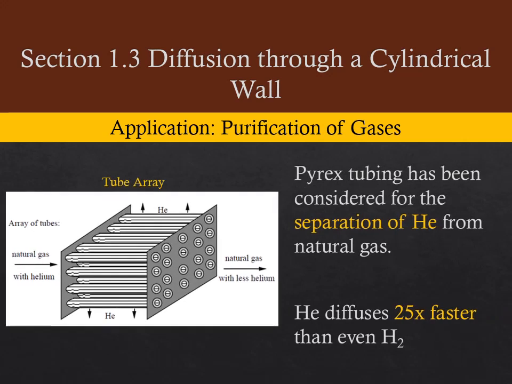And the idea would be to use an array of tubes so that the more surfaces you have, the more throughput, the more helium that could be extracted. And so all of this helium here would be collected as it comes out of these tubes. And then, of course, the natural gas is also collected that comes out this end of the tubes.